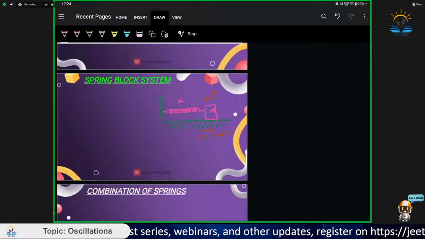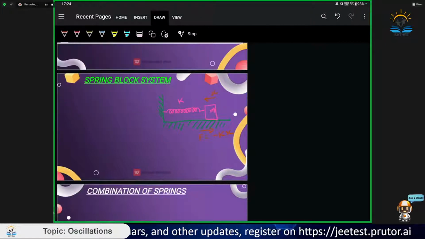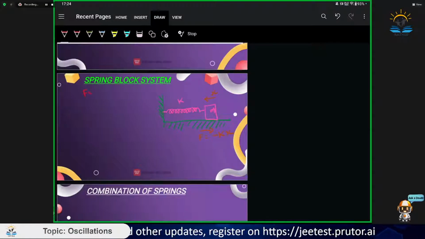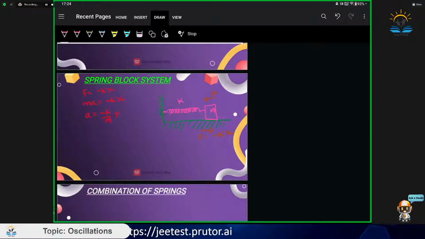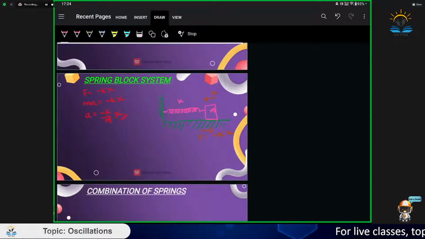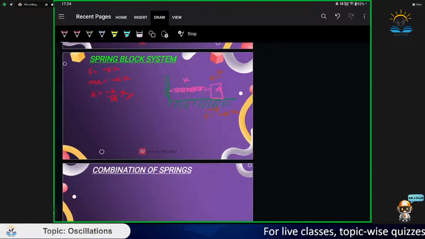It will be minus Kx. So we know in the spring block system, force will be minus Kx. So we can write MA is minus Kx, or we can write A equal to minus K by M x. So see, the condition of SHM is that A will be proportional to minus X. So it is A equal to minus K by M x. So the spring block system will do SHM.